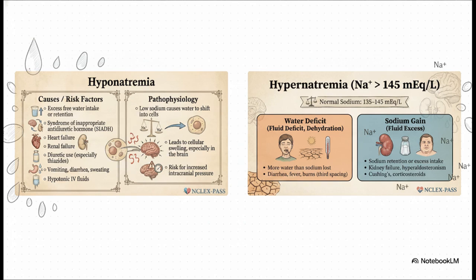On one hand, you have hyponatremia, low sodium. When sodium in the blood drops, water shifts into the cells, leading to incredibly dangerous cellular swelling, especially in the super tight confines of the brain. On the flip side, hypernatremia, high sodium. This almost always indicates a severe water deficit. The patient is profoundly dehydrated, and the blood has become overly concentrated with sodium.